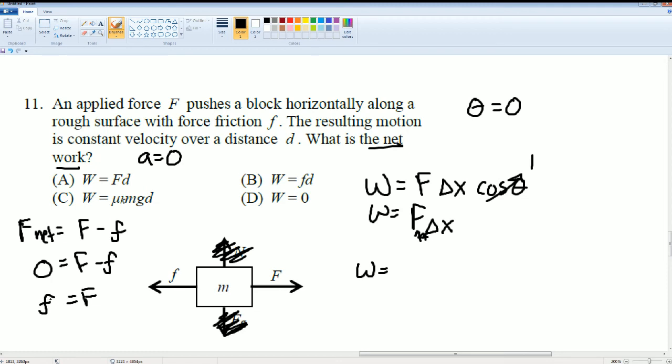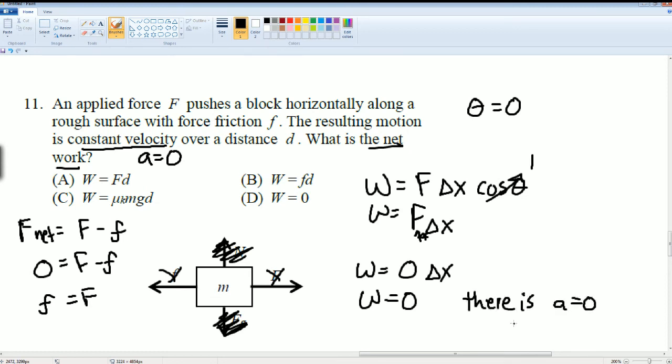So if force applied is equal to force of friction, these two both cancel out. So work is what? This becomes 0 delta x. So work becomes 0, right? Because it's constant velocity. So there is a equals 0, so F net has to be equal to 0. So work net equals 0.